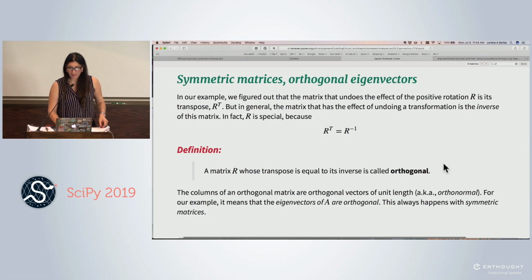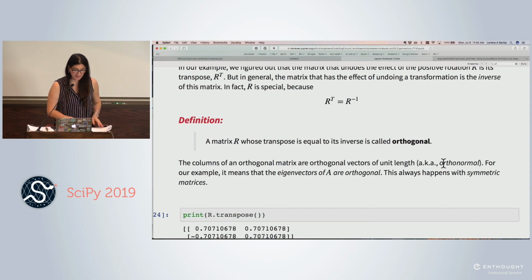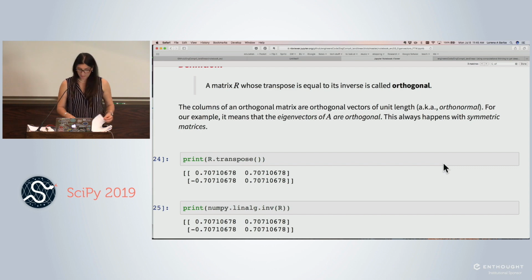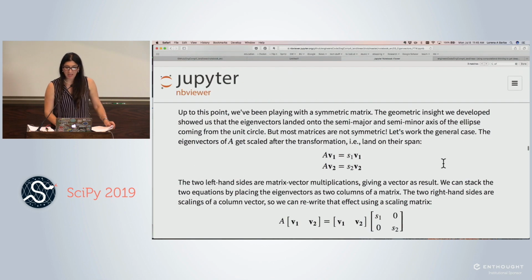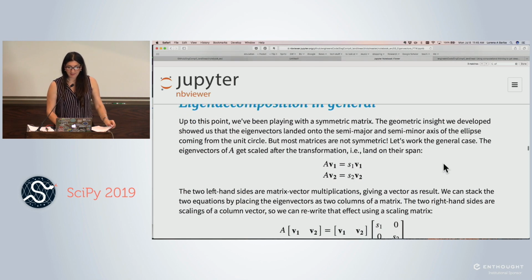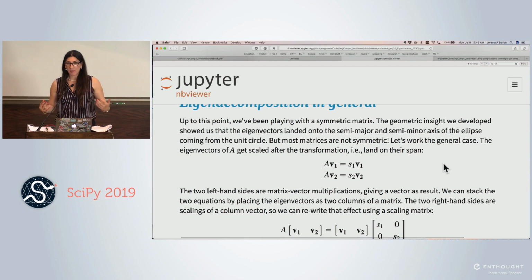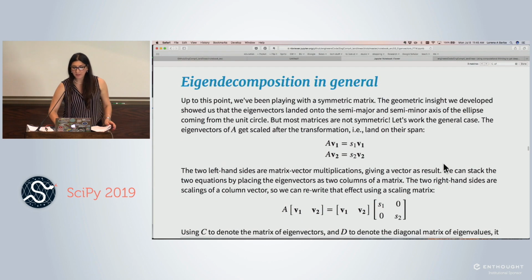The columns of an orthogonal matrix have to have unit length, and in our example, it means that the eigenvectors of A are orthogonal because we were using the eigenvectors in the columns. This always happens with symmetric matrices, and the discussion that we had until now is valid just for symmetric matrices, but we were not telling you because we wanted to just work it out. But if we want to do the general case where the matrix is not symmetric, then we have some more work to do. We've only been playing around with symmetric matrices, and this is a little bit tricky, and I encourage you to revisit this, but I'm not able to fully satisfy you with a careful explanation in the interest of time. That's why we've written it all out for you.